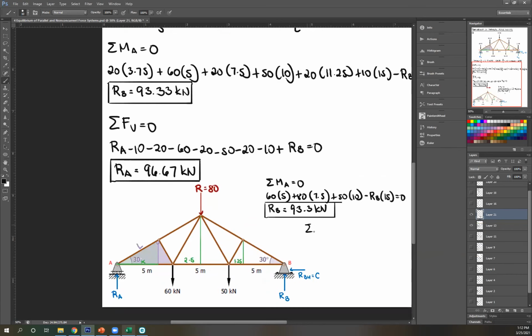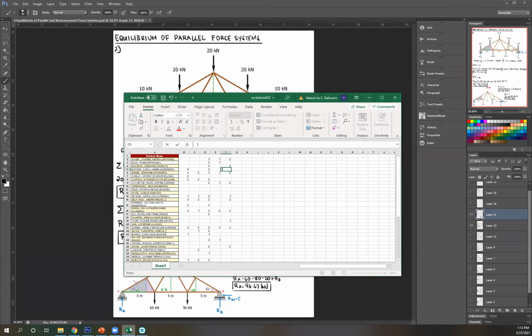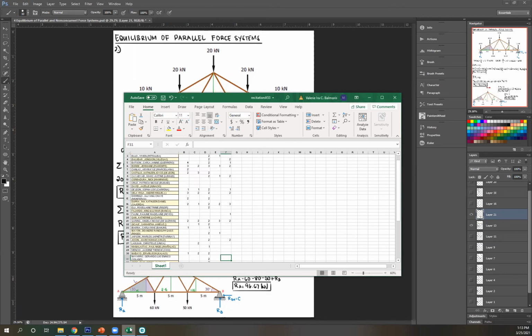And then to get RA, it's once again summation of forces vertical equals 0. That's just RA minus 60 minus 80 minus 50 plus RB. And if you solve for RA, you're going to get the same answer, 96.67 kilonewtons. Okay? So this is an example of how knowing how to get your resultant makes your equation a lot shorter. See? Compare this to this. So that is 2 ways to solve for number 2.